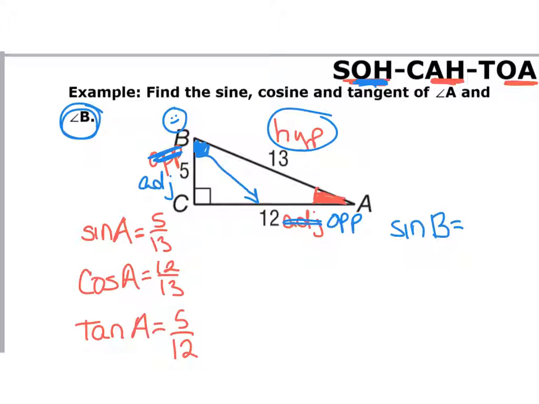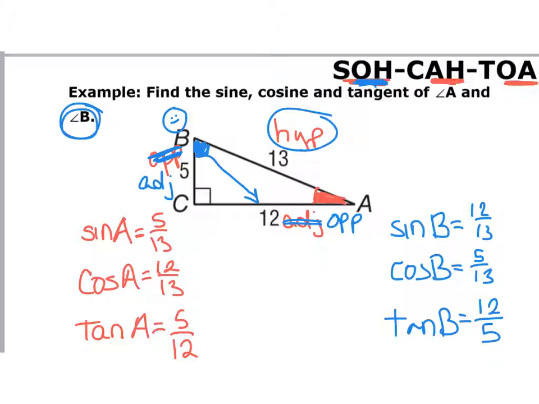Sine is O over H. Opposite over hypotenuse. So what's my sine? 12 over 13. Does that reduce? No. Cosine, 5 over 13. And then tangent, 12 over 5. And you can look and check it and say, did my sines and cosines switch? Yes. Did my tangents become reciprocals? Yes.